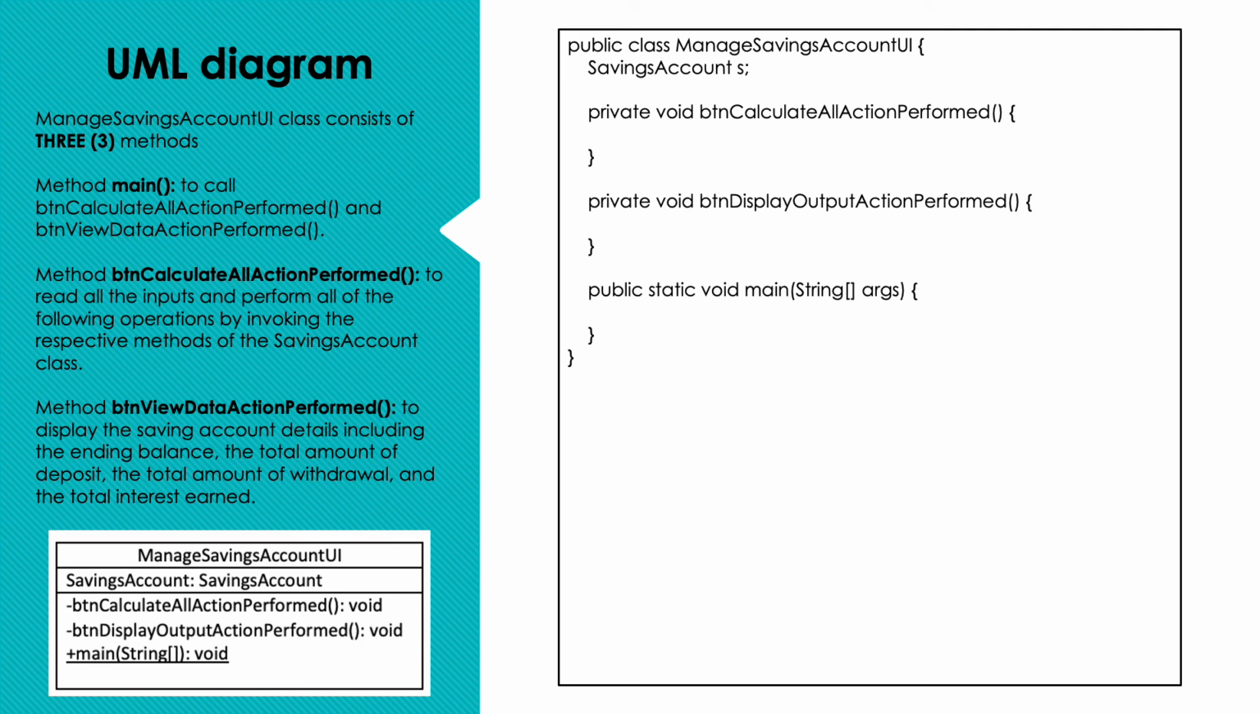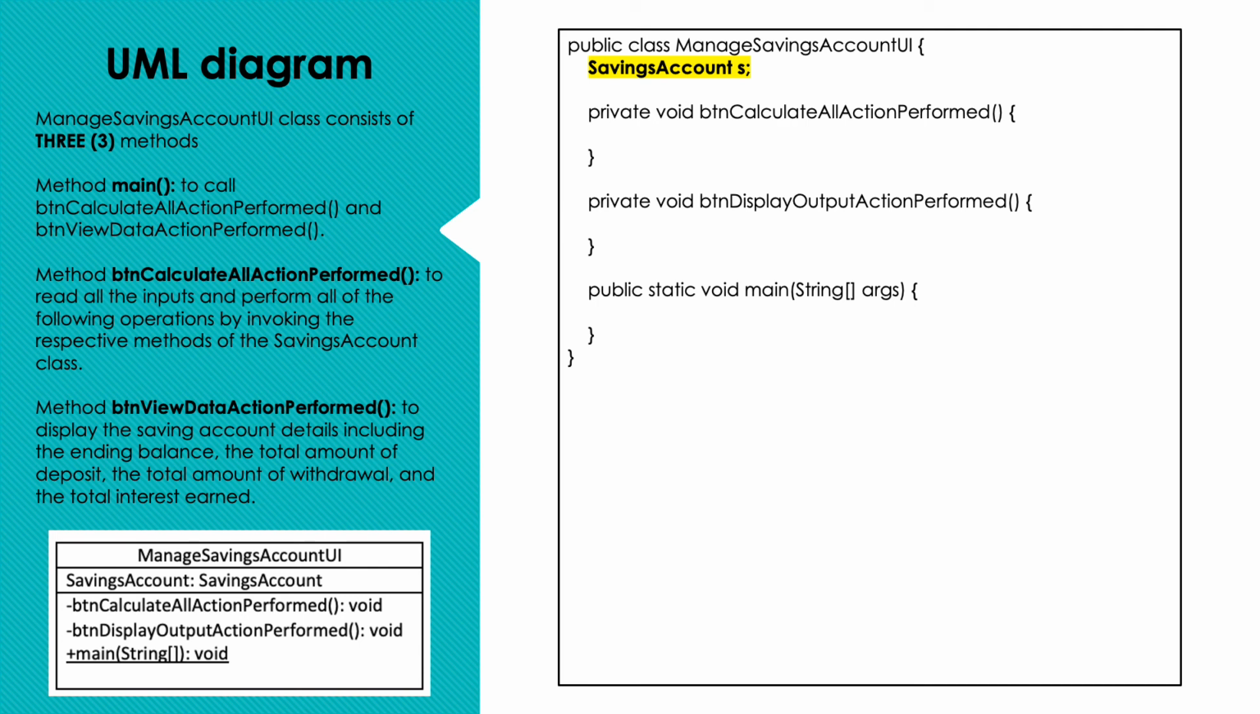There's a bit of an error for the second method because in the question it says the method is called buttonViewDataActionPerformed, while in the UML diagram it is called buttonDisplayOutputActionPerformed. You can use either one in this question because that is my error.